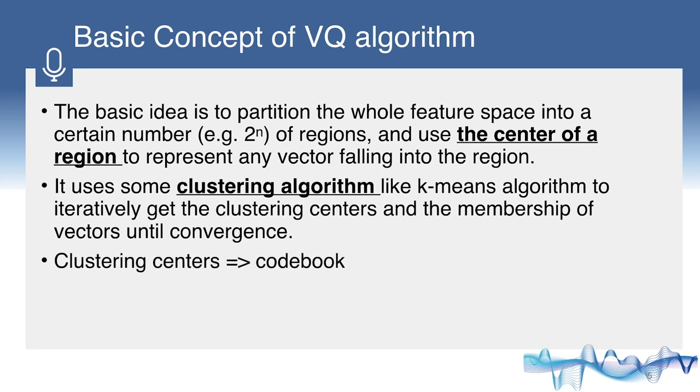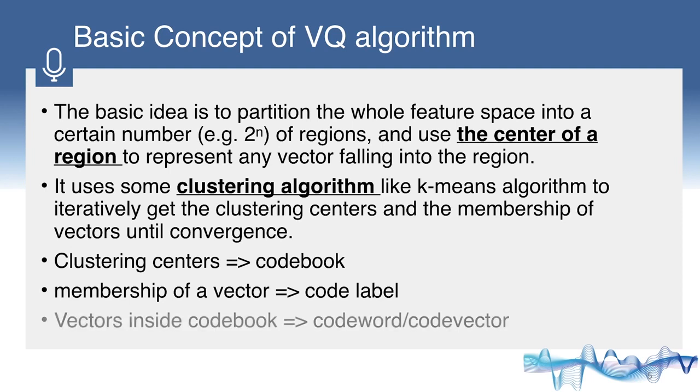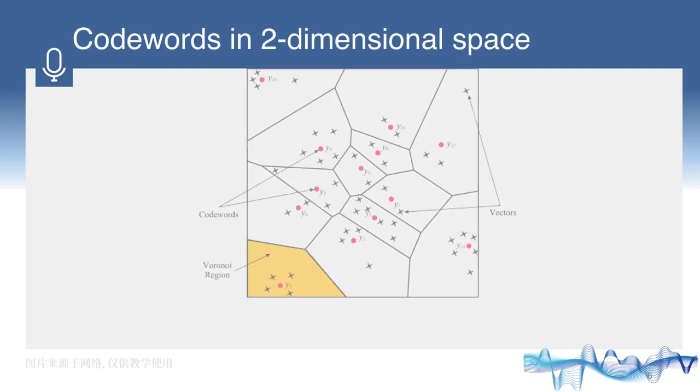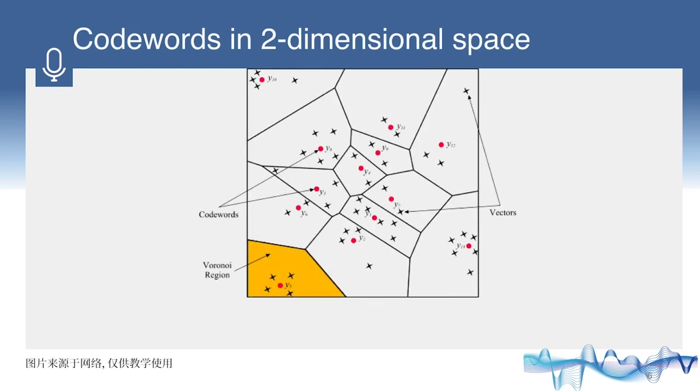The clustering centers will form the codebook. The membership of a vector will be a code label according to the minimal distance principle. Every vector inside the codebook will become a code word or code vector. There is an example of code word in two-dimensional space.